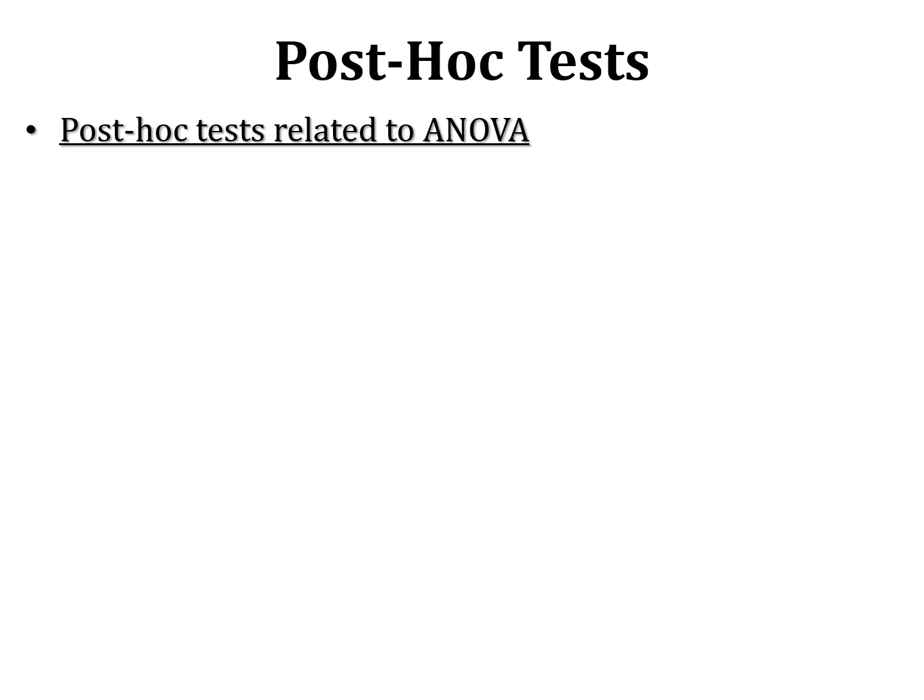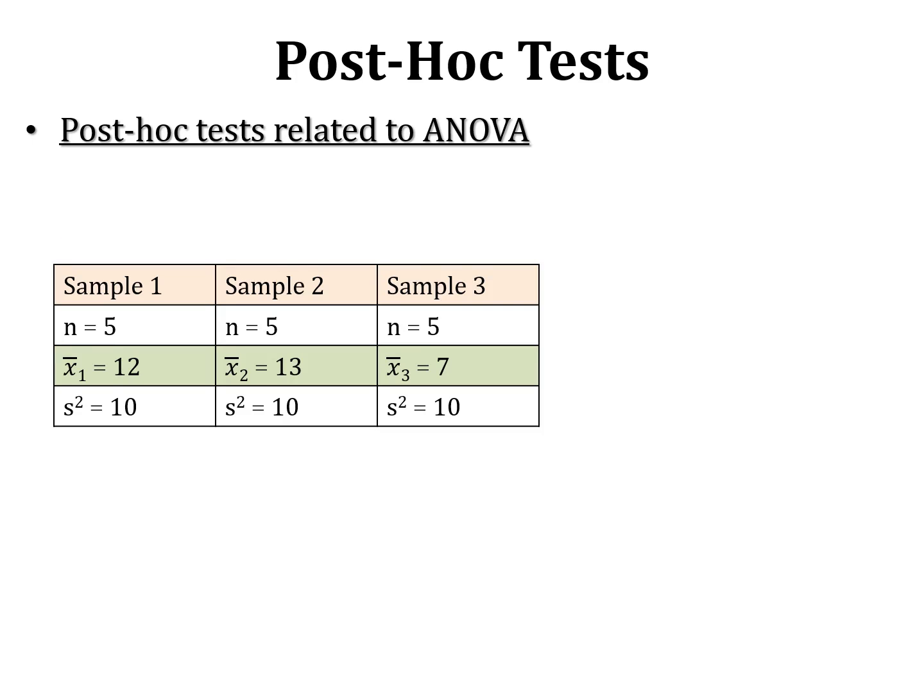And now we will further discuss this concept of post hoc test related to ANOVA. So let's see, we have an example here of 3 samples. And you can see that their mean values are different. The mean value of sample number 1 is 12, the mean value of sample number 2 is 13, and the mean value of sample number 3 is 7.